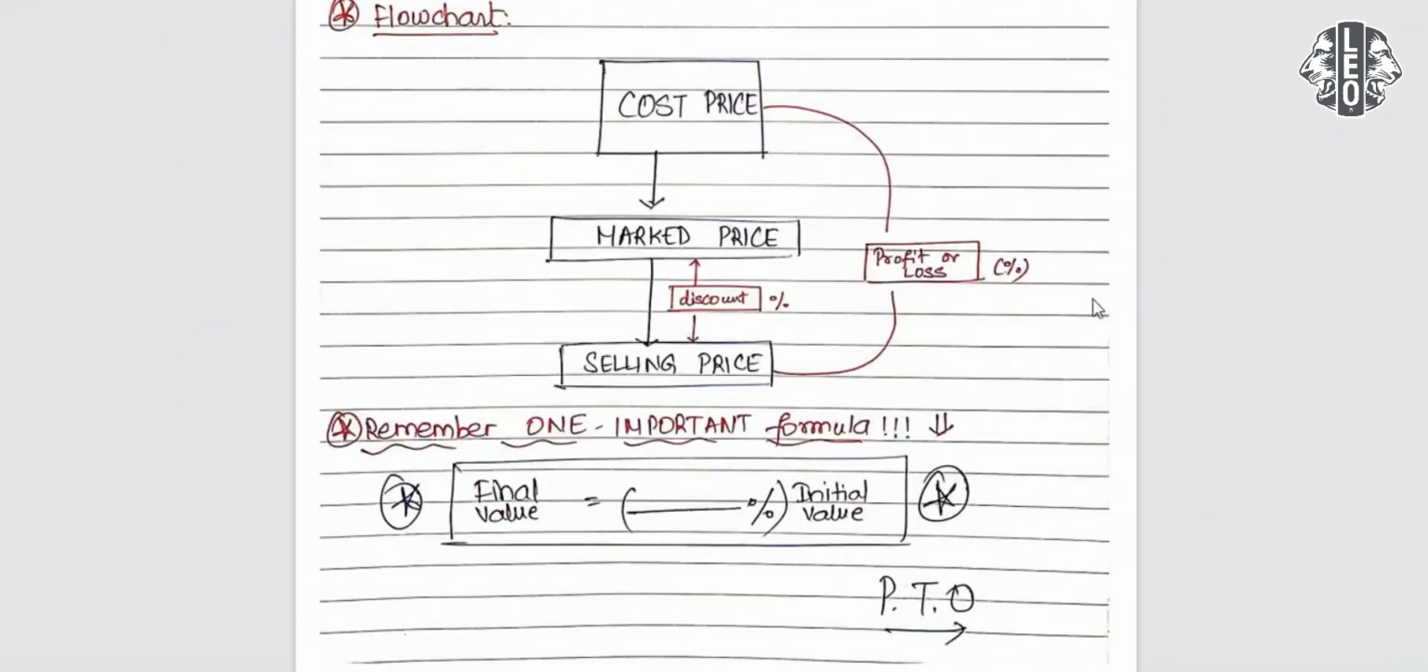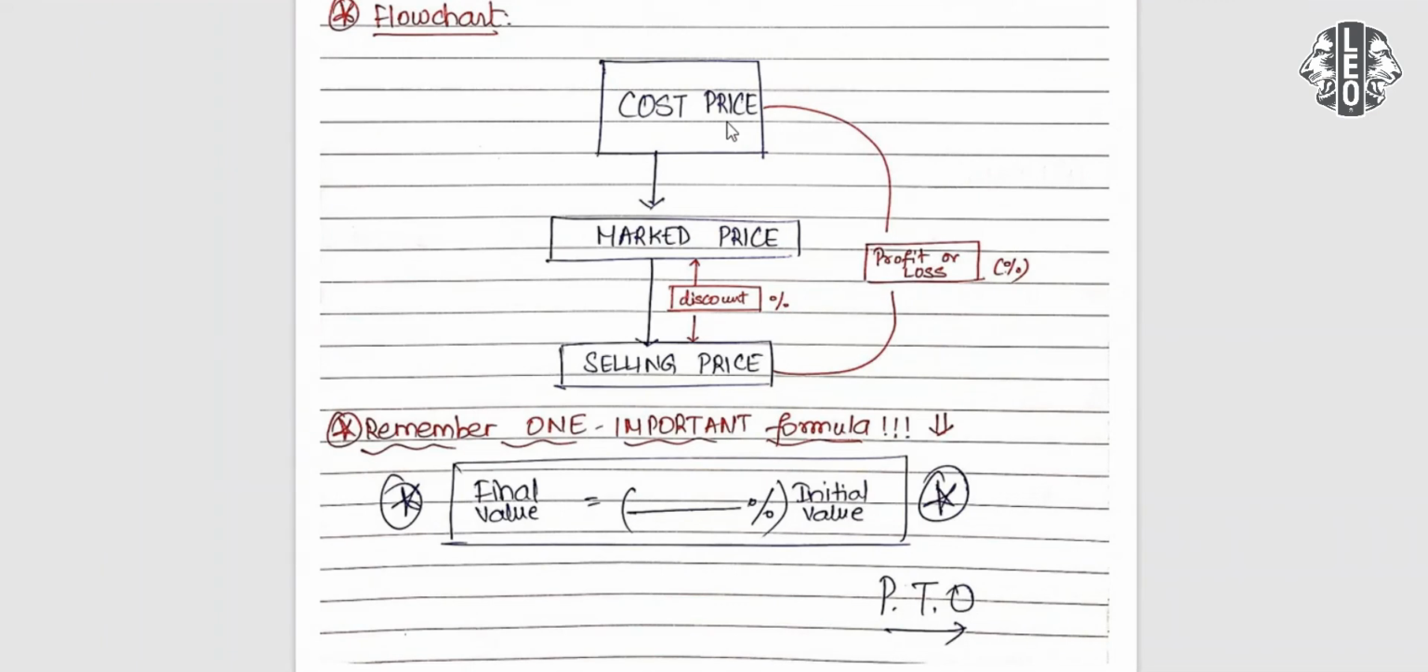Let me introduce you to a small flow chart. This flow chart is going to comprise your cost price, selling price, marked price, profit or loss, and discount. Starting is, as I mentioned before, the cost price. After the cost price, there is going to be a marked price, and after the marked price, there is going to be a selling price.